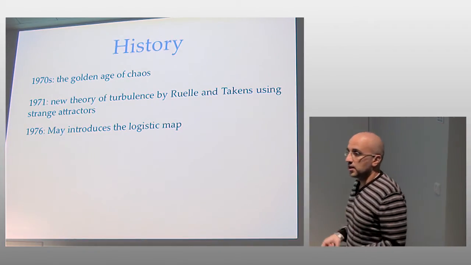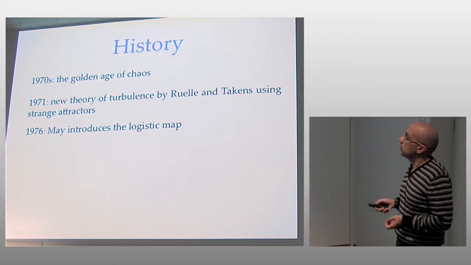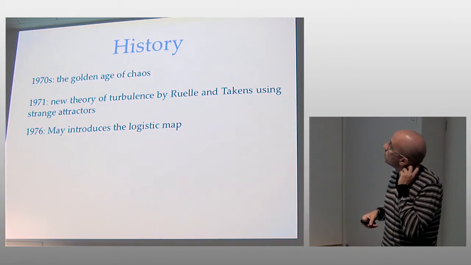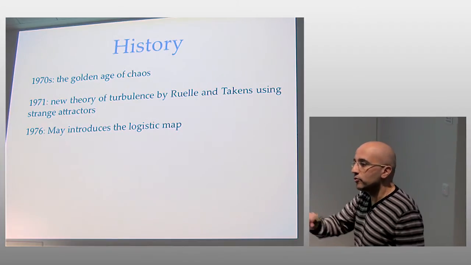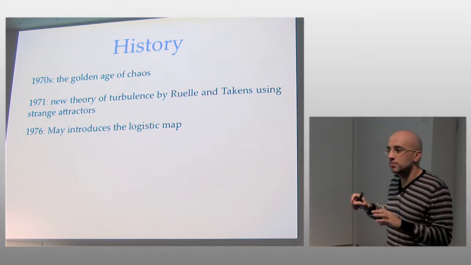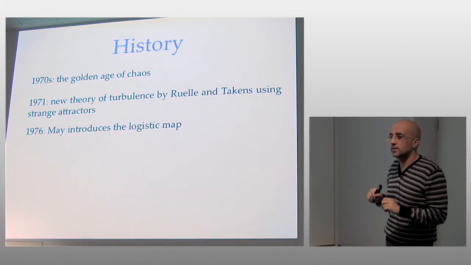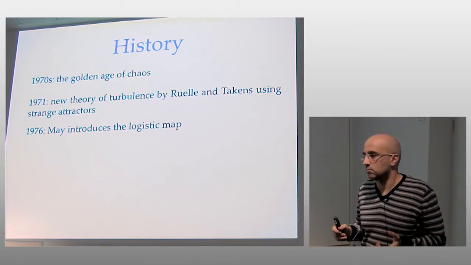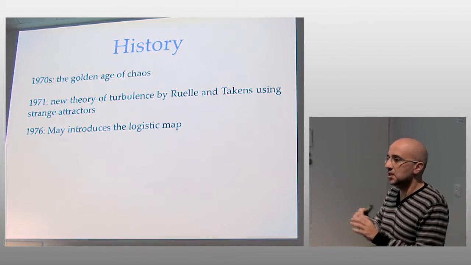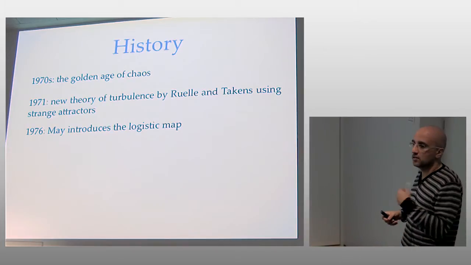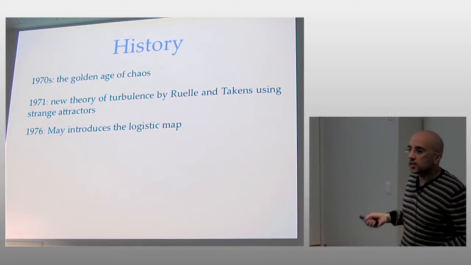Things changed and accelerated considerably when in 1976 Lord Robert May introduced the logistic map in a review paper that he wrote. It was a very simple map that he took from population dynamics, because he's a mathematical biologist. It would be nice to see what happens if you iterate the map. Then he found very complex things.